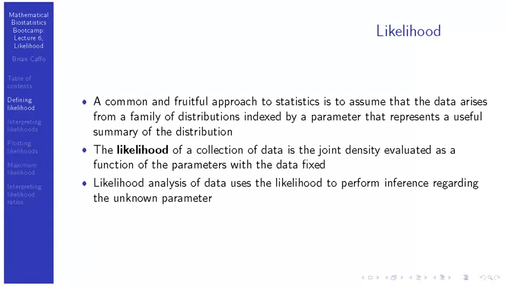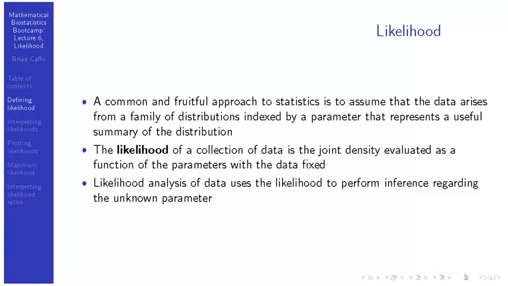Likelihoods arise from a probability distribution, and a probability distribution is what we're going to use to connect our data to a population. So the idea behind this, and a lot but not all of statistics follows this rubric, is to assume that the data come from a family of distributions, and those distributions are indexed by an unknown parameter that represents a useful summary of the distribution.